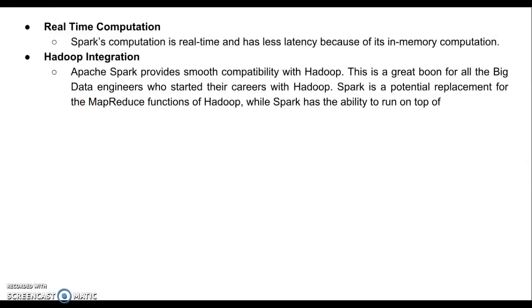Real-time computation. Spark computation is real-time and has less latency because of its in-memory computation. Hadoop integration: Apache Spark provides smooth compatibility with Hadoop. This is a great boon for all the big data engineers who started their careers with Hadoop. Spark is a potential replacement for the MapReduce function of Hadoop, while Spark has the ability to run on top of Hadoop. But Spark is not limited to Hadoop itself.